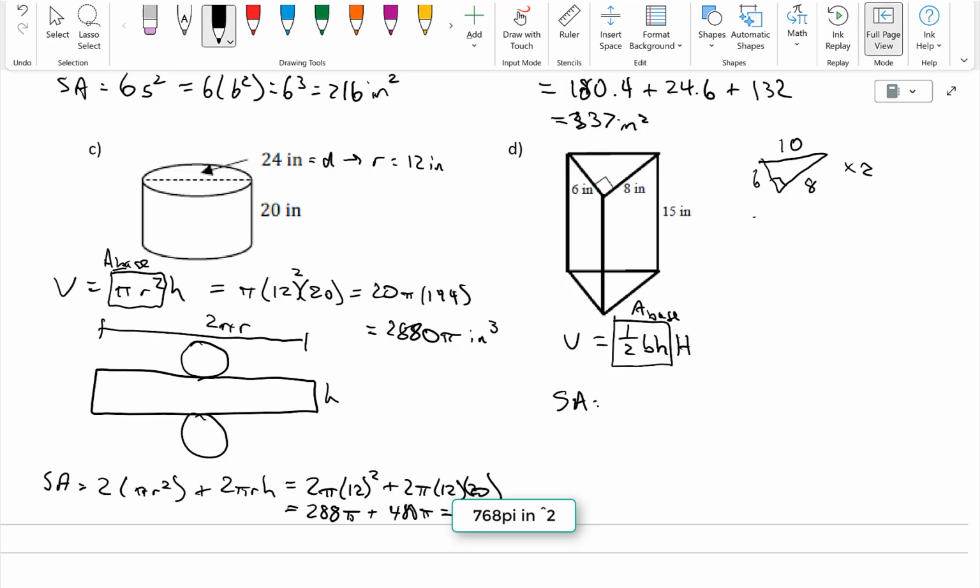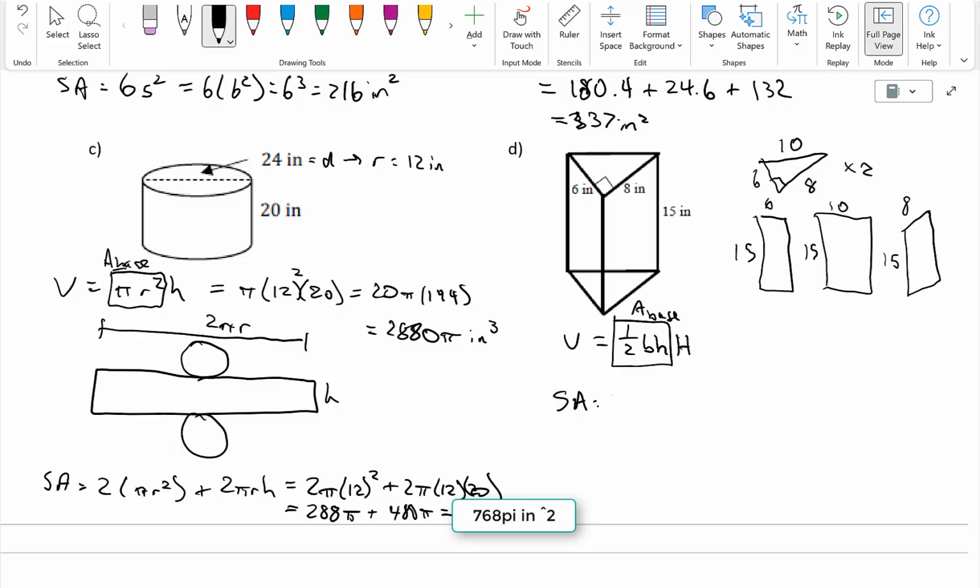Gives us 3 different faces, right? One of them over here, I didn't even try and draw it right, but it's got that 6 by our height of 15. And then the face way in the back there would have that 10 hypotenuse and our height of 15 still. And then the one kind of over here in front of us, a little bit bigger, is the 8 by 15. So we've got 5 different pieces we're adding up for the surface area.